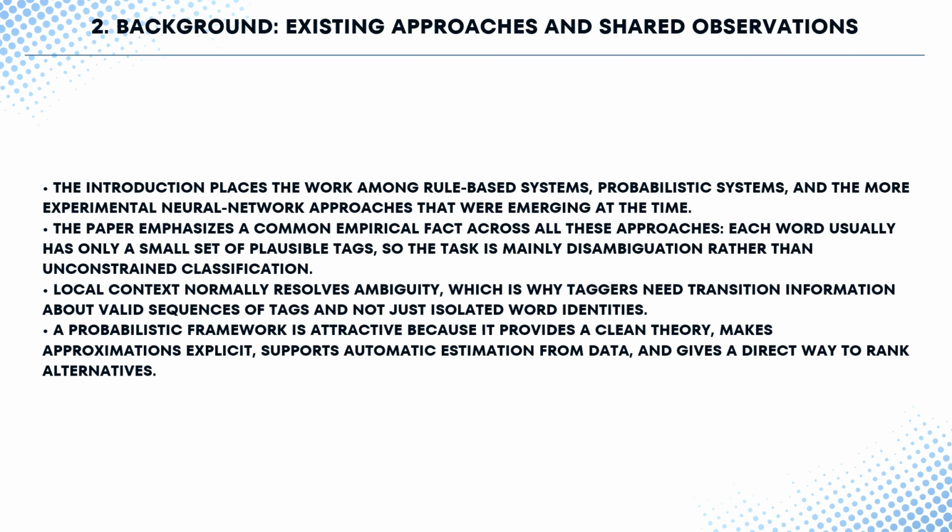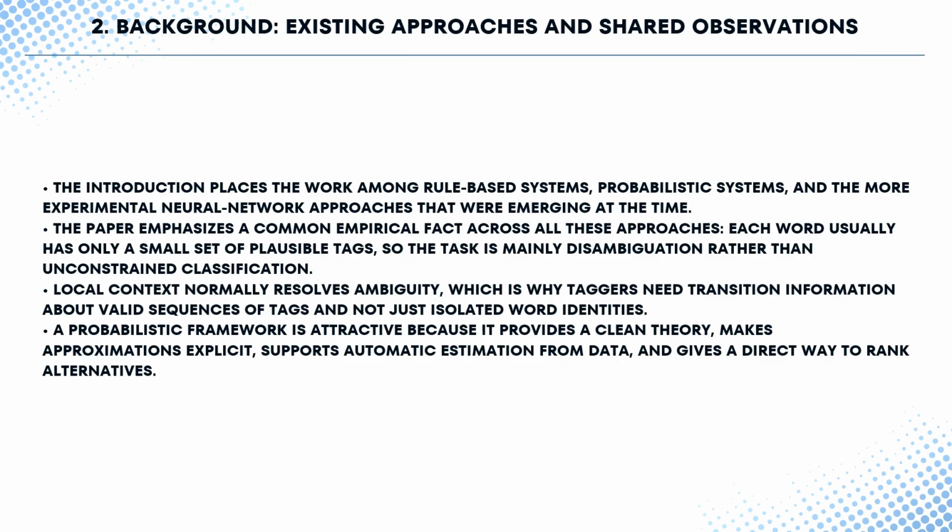Now, talking about existing approaches and shared observation, this paper situates itself among three approaches. First, rule-based systems, where we use manually written grammar rules. Second, probabilistic systems, which is data-driven. And third is early neural methods. Now, a key empirical observation is that each word has only a small set of plausible tags. For example, the is almost always a determiner, and run can either be a noun or a verb. So the problem is not unconstrained classification. Instead, it is selecting the correct tag from a small set, which is disambiguation.